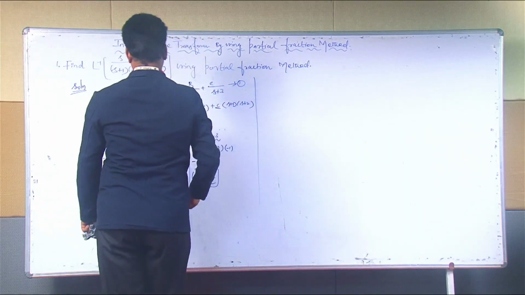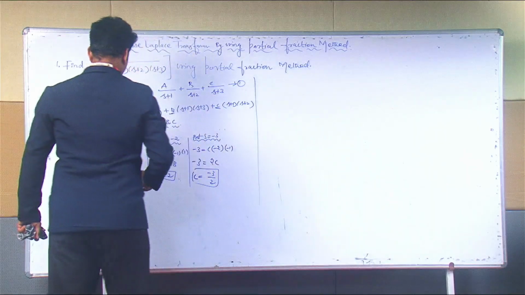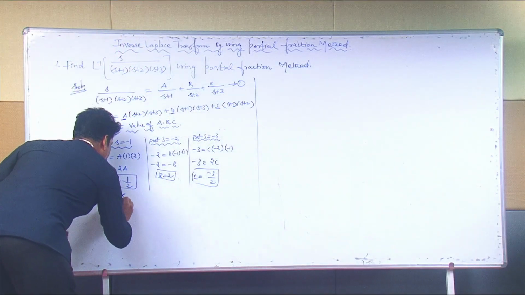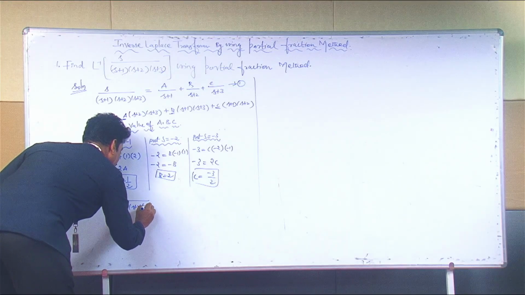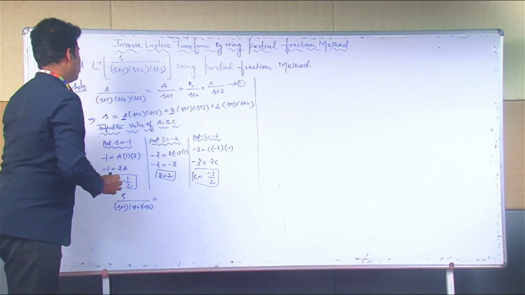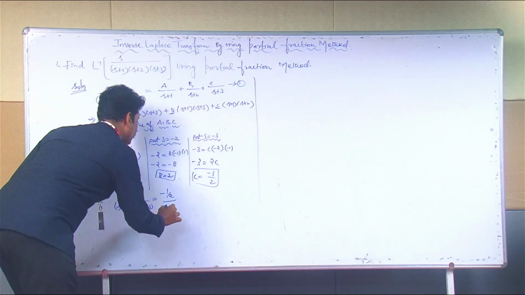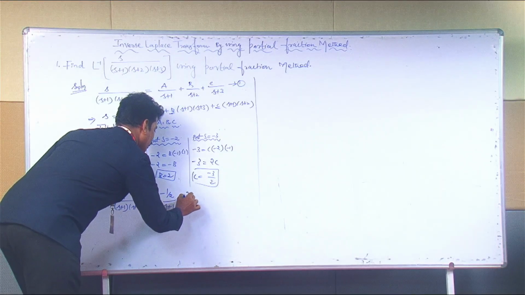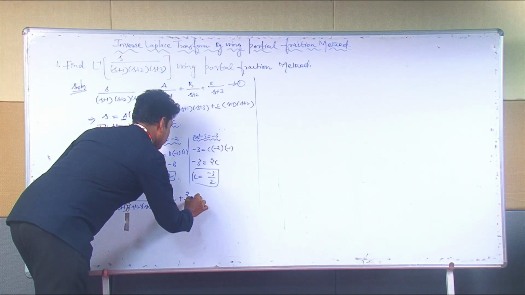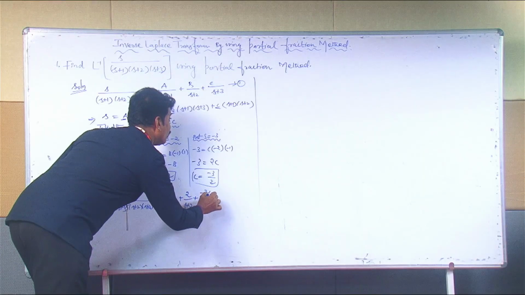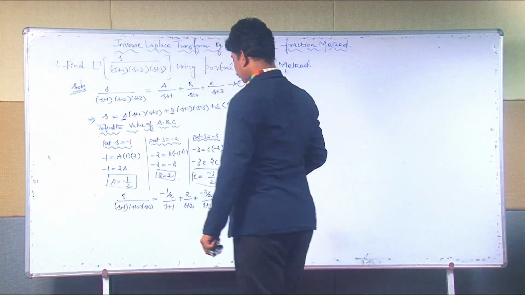Now we are going to substitute in equation number 1 all the values of a, b, c. If you substitute here, s divided by (s plus 1)(s plus 2)(s plus 3) equals, what is the answer? For a, minus 1 by 2 divided by s plus 1. For b, plus 2 divided by s plus 2. And for c, plus minus 3 by 2 divided by s plus 3. Right, so this is the term.